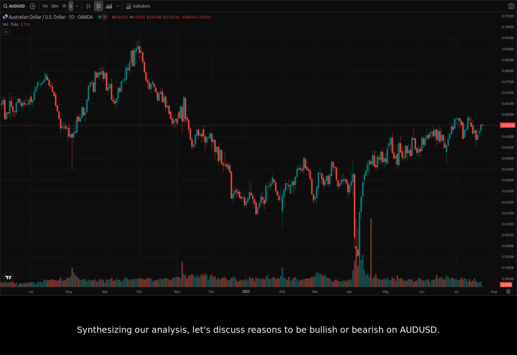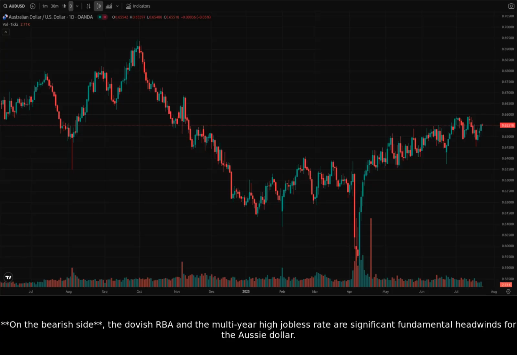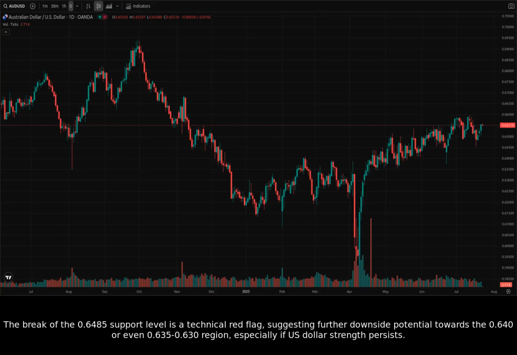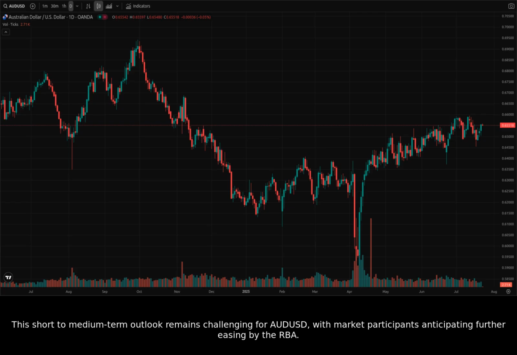Synthesizing our analysis, let's discuss reasons to be bullish or bearish on AUDUSD. On the bearish side, the dovish RBA and the multi-year high jobless rate are significant fundamental headwinds for the Aussie dollar. The break of the 0.6485 support level is a technical red flag, suggesting further downside potential towards the 0.640 or even 0.635 to 0.630 region, especially if US dollar strength persists. This short to medium-term outlook remains challenging for AUDUSD, with market participants anticipating further easing by the RBA.